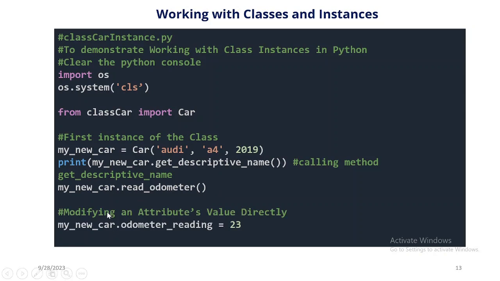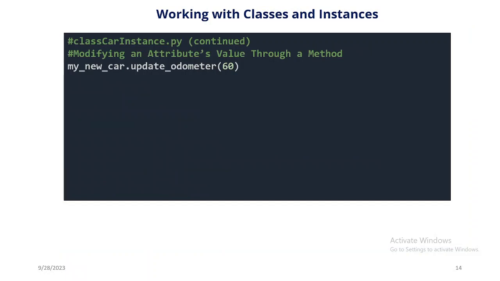Now let's see how to modify an attribute's value directly. my_new_car.odometer_reading equal to 23. The last value was 0, so certainly the next value is going to be 23 when you modify the attribute directly. The second thing we want to do is now read the odometer, which actually prints out the value of the odometer reading. The class continued. See, our programs are becoming more complex because we are no longer babies in Python.